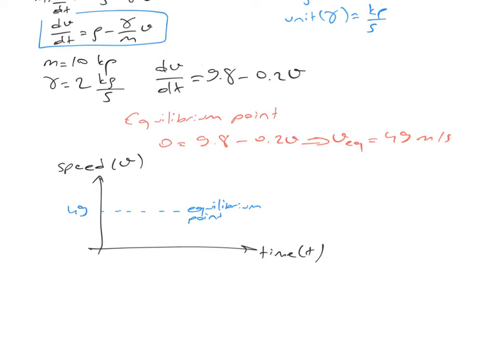and as time goes to infinity, the value of speed will be equal to equilibrium point value. And for the opposite case, if the value of speed is less than the equilibrium point value, this value will be positive. So the derivative value will be positive. And as time goes to infinity, the value of speed will be increasing, and will be equal to equilibrium point value. So our graph will look like this.